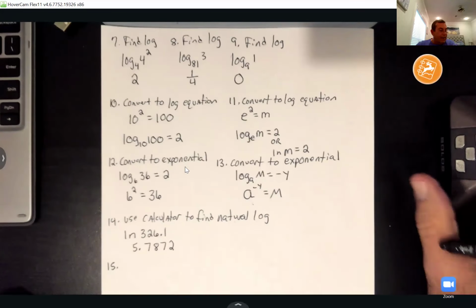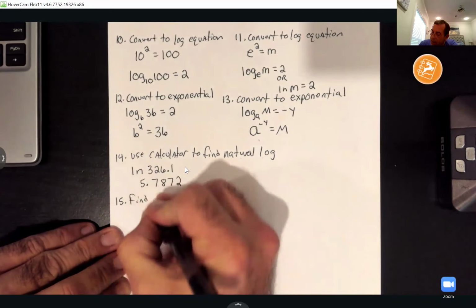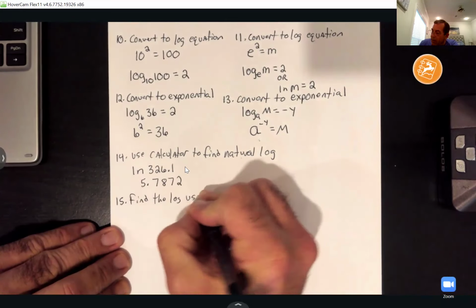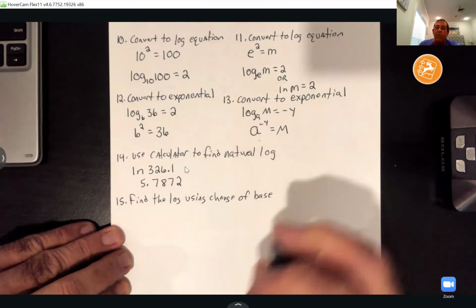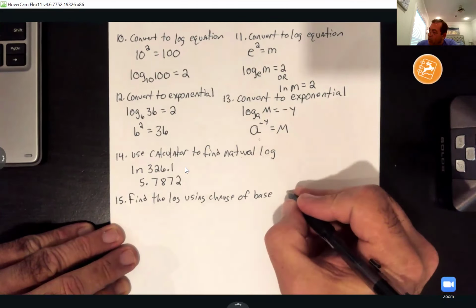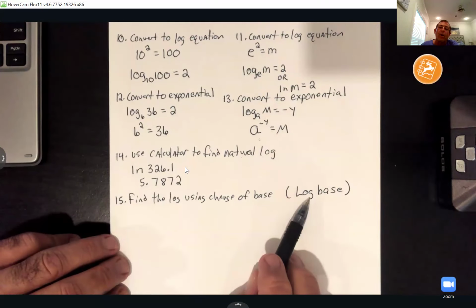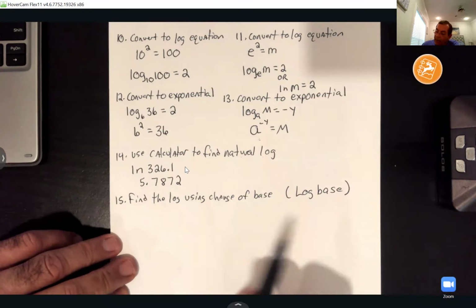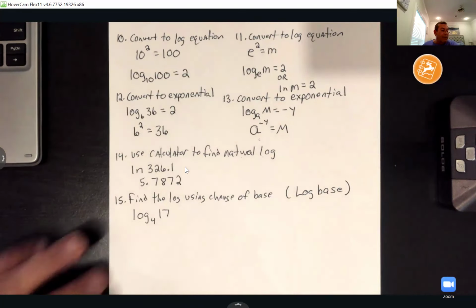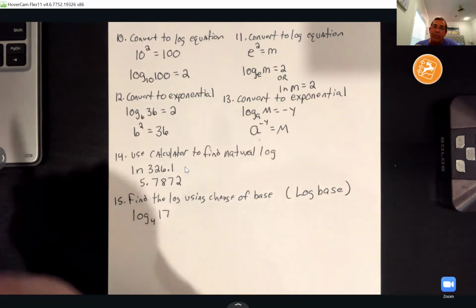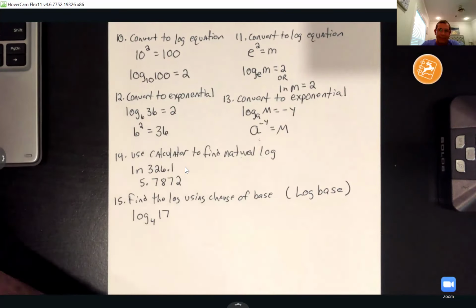All right, 15. That one says find the log using change of base. Well, what that means, that's old terminology. What we want to use on this is our log base. Okay, so we're going to go to math and go down to log base and do this one. And this one is a log base 4 of 17. We're going to round this one out 4 decimal places. So do y'all want to try that one? Anybody want to try it?